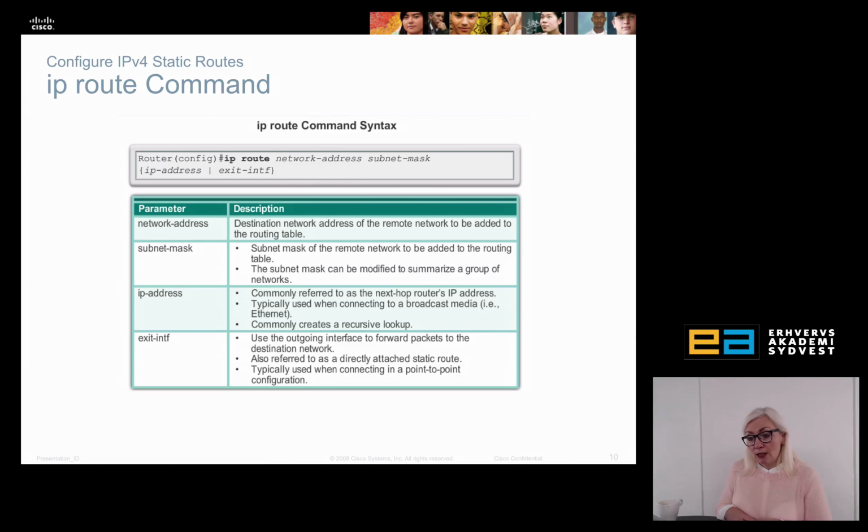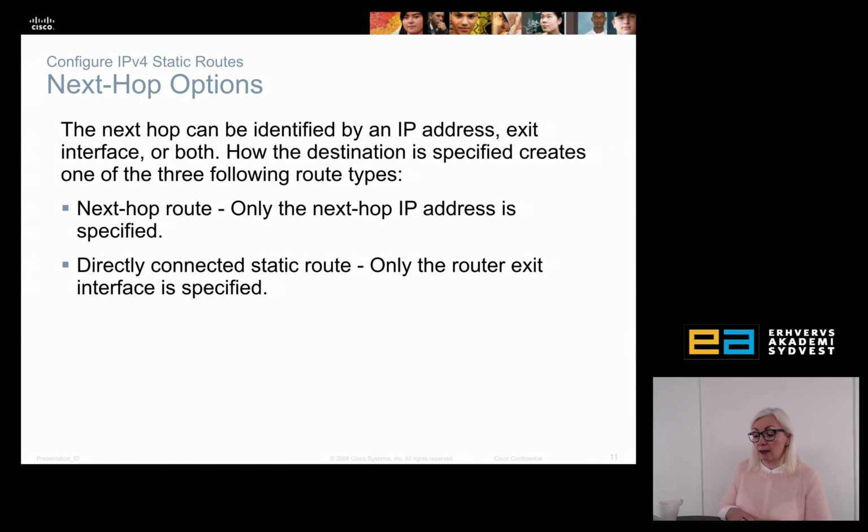When we set it up, we use the IP route command. You use IP route, then the network you want to route to, and then the subnet mask, and then either the IP address or the exit interface. And we will see how that is done. Because when you set up the next hop options, you set up where, if I want to go to these certain networks, where do I go? Either you go to the neighboring IP address, if you use the next hop as an IP address, or you go to your directly connected interface. So you set up the router's exit interface.